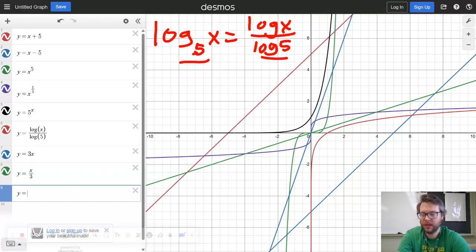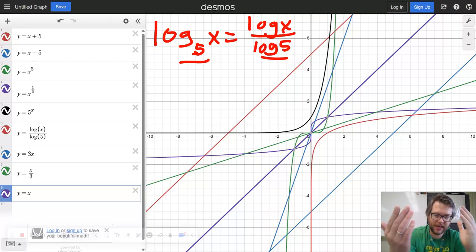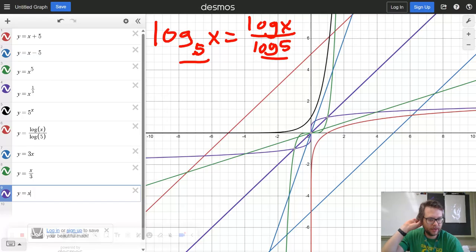If I type in y equals x, you can see that that is the crease. If I was able to fold all those graphs, they would line up on top of each other. So every function reflects over the line y equals x to be the graph of its inverse. Okay, now let's focus in just on the log.